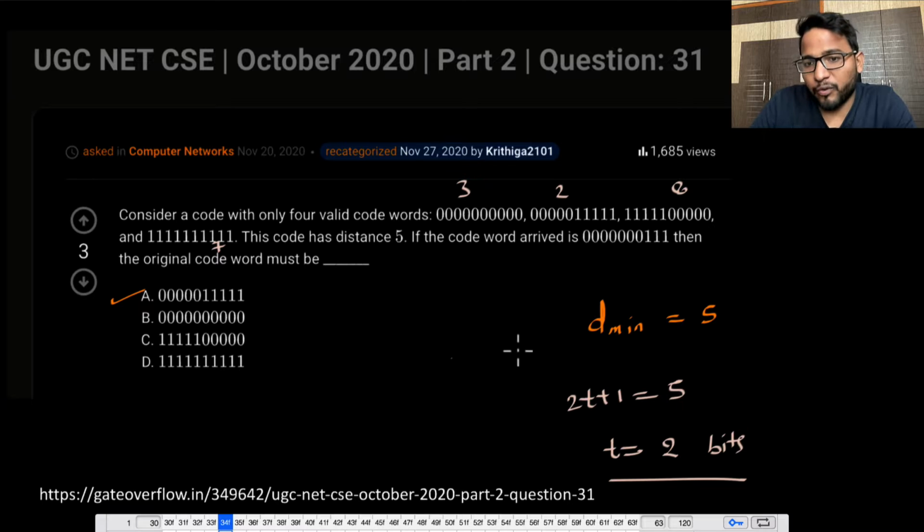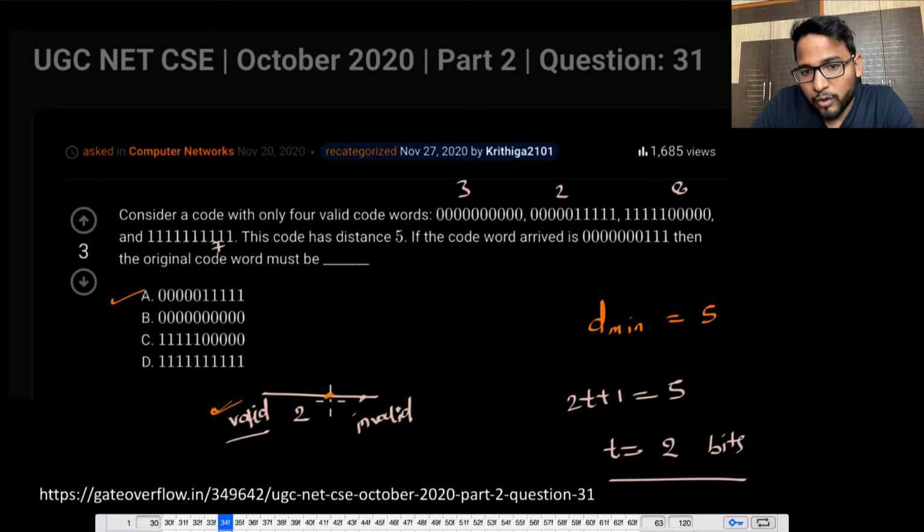But see what I'm saying: this is the invalid one, whatever is given to you, and there is a valid code word that is 2 distance away from your invalid one, and you are saying this is the answer. Suppose there is a valid code word that is just 1 distance away, maybe here or here, then what will be your answer?